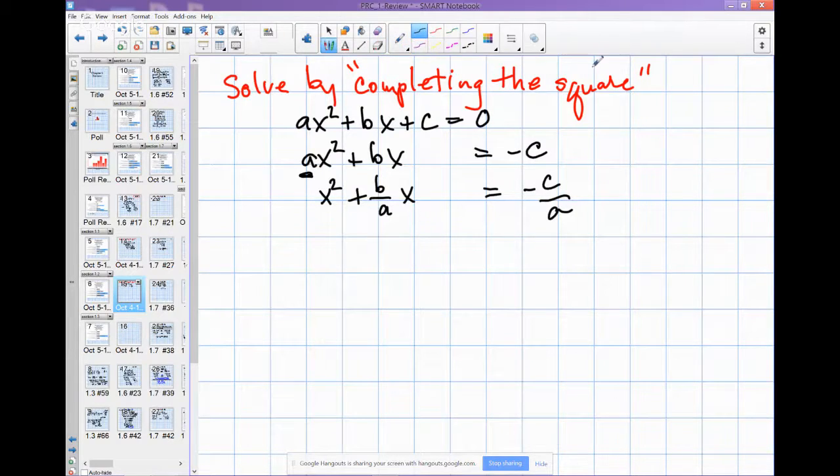Now we can actually complete the square. So we have to take what? Half of this guy. The current coefficient of x is b over a. What's half of that? I'll just put it off on the side here. Wouldn't that be b over 2a? Yeah, it's like 1/2 times b over a, top times top, bottom times bottom, b over 2a. And then square that. Well, that's b squared over 4a squared. Add that to both sides.